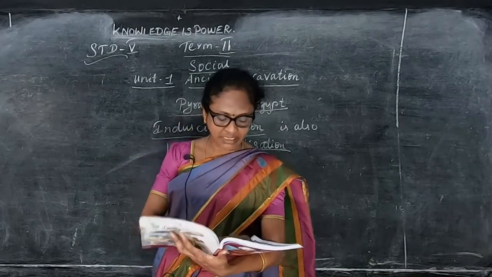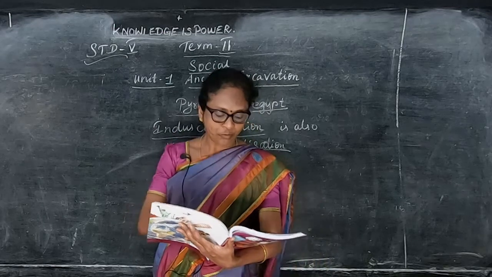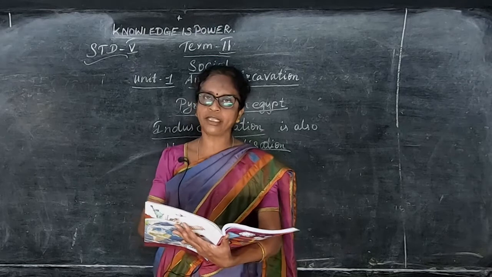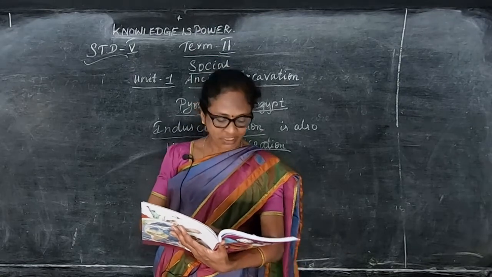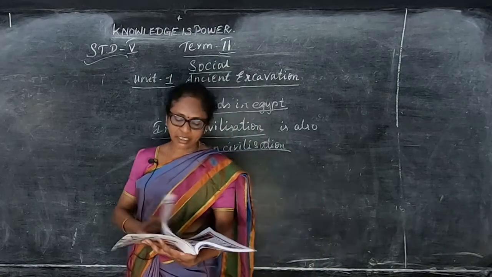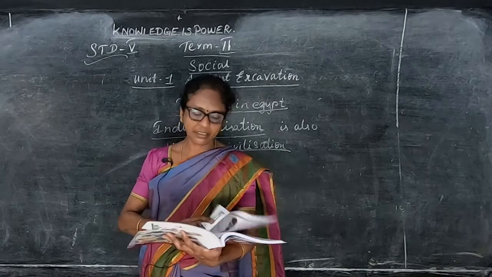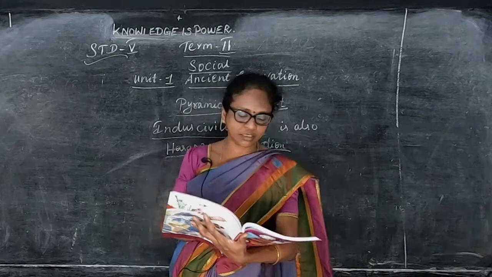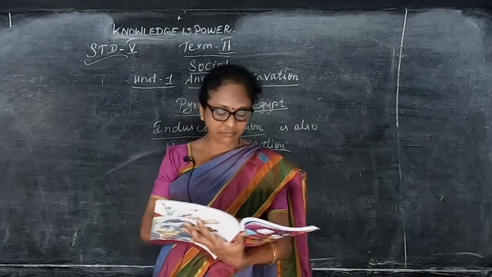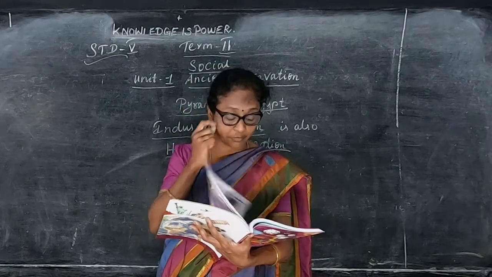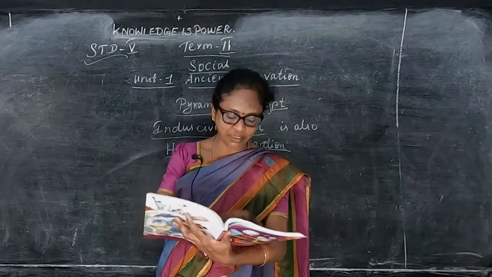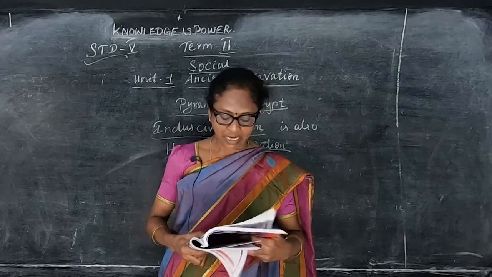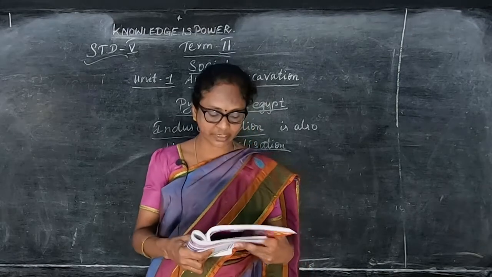And some interesting examples from Tamil Nadu. What are some interesting examples? There are many places in Tamil Nadu where we have found excavations. What are the excavations? Adichanallur, then Arikamedu, Keeladi. So these are the excavations, and at these places everything they have found is part of the excavations. So the first one is Adichanallur. What is in Adichanallur? Adichanallur is in Thoothukudi district.